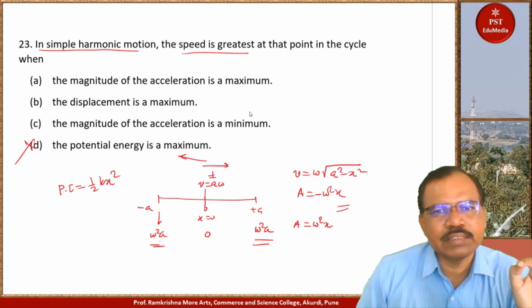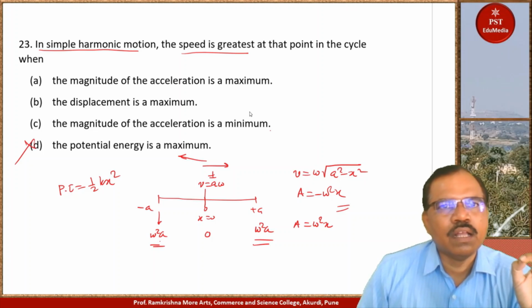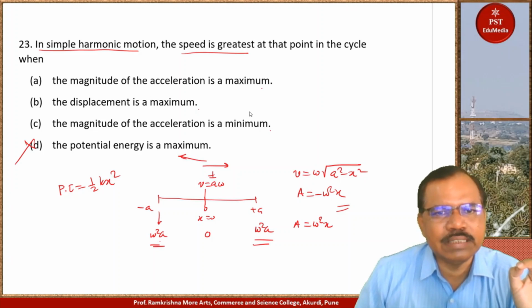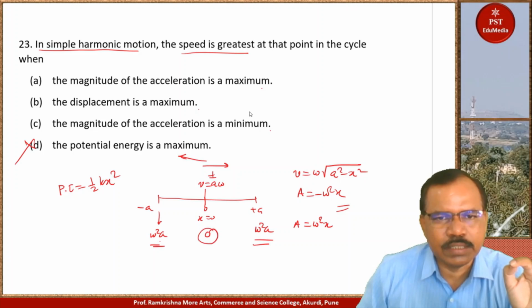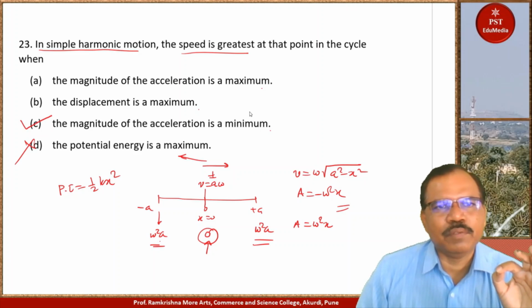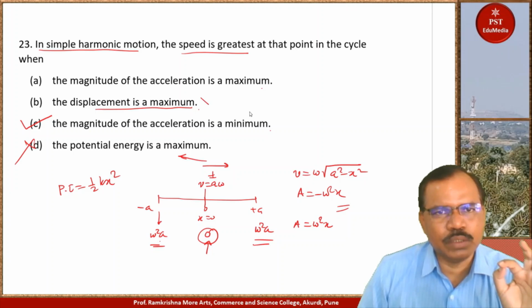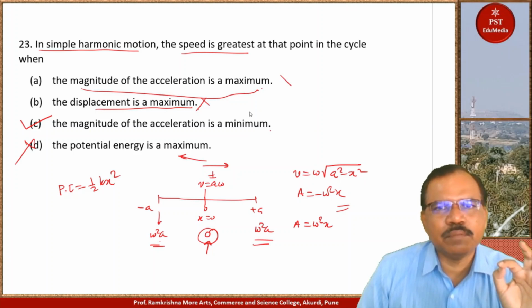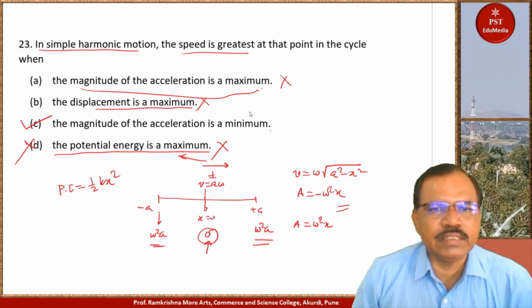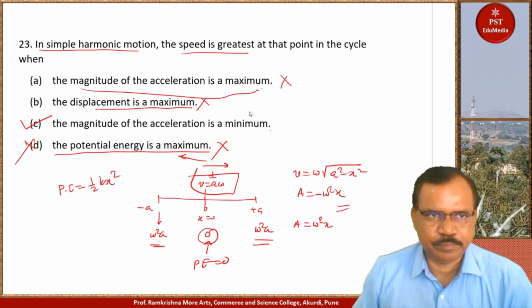The magnitude of acceleration is minimum. The displacement is maximum. The magnitude of acceleration is maximum. See here, acceleration is 0 here, that is minimum magnitude. Displacement is 0. So what happens? This third one is correct, because displacement is minimum, that is 0. So this is not correct. Acceleration maximum, this is not correct. They are maximum at extreme positions. And the potential energy maximum, this is also not correct, because potential energy is 0 when velocity is maximum.